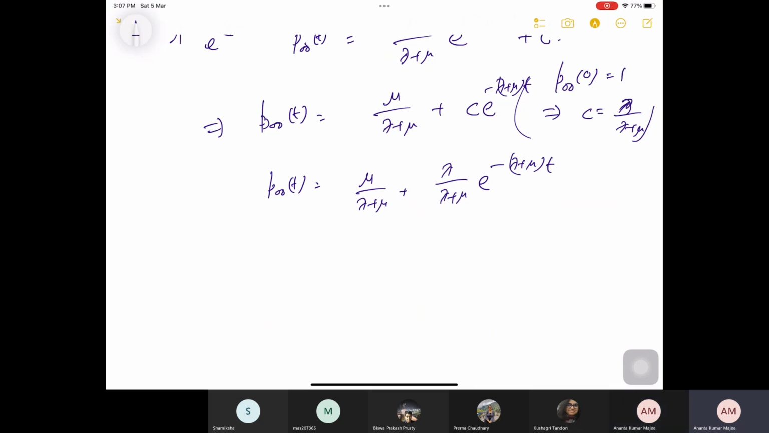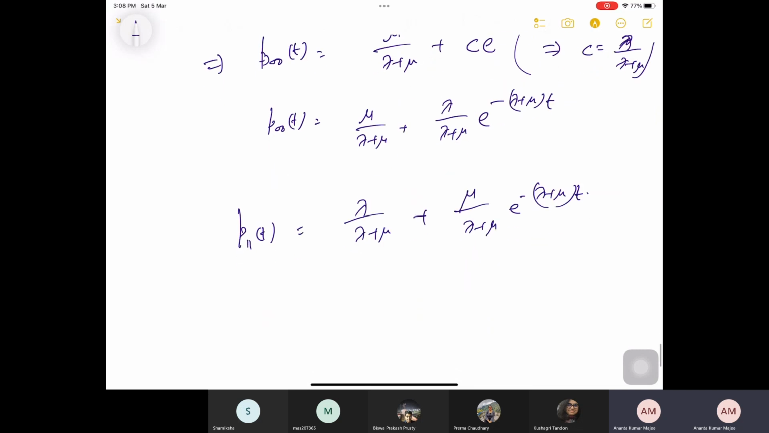Okay, so once I got P_00(t), then I can find out P_01(t) also. That is an easy one because I know that P_01(t) plus P_00(t) is equal to 1. So you can find out your P_01(t). Similarly, you can check P_11(t), which is lambda by lambda plus mu plus mu by lambda plus mu times e to the power minus (lambda plus mu) t.